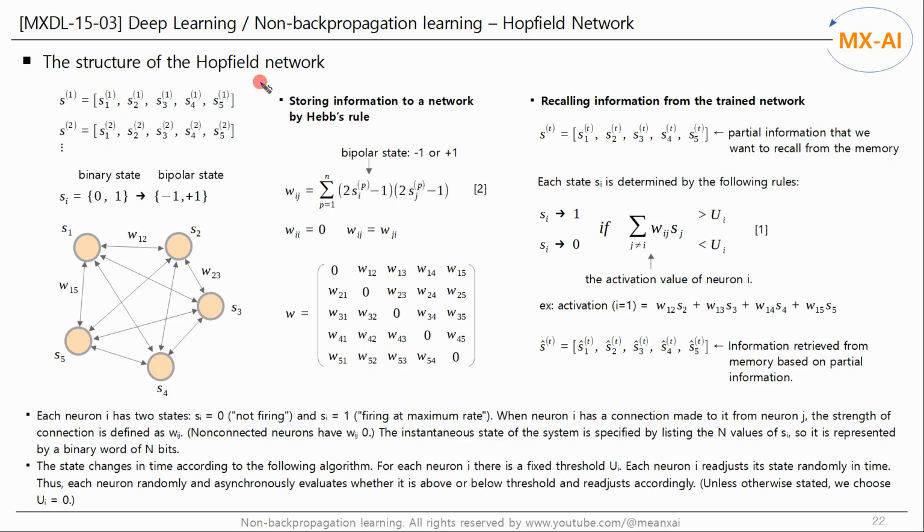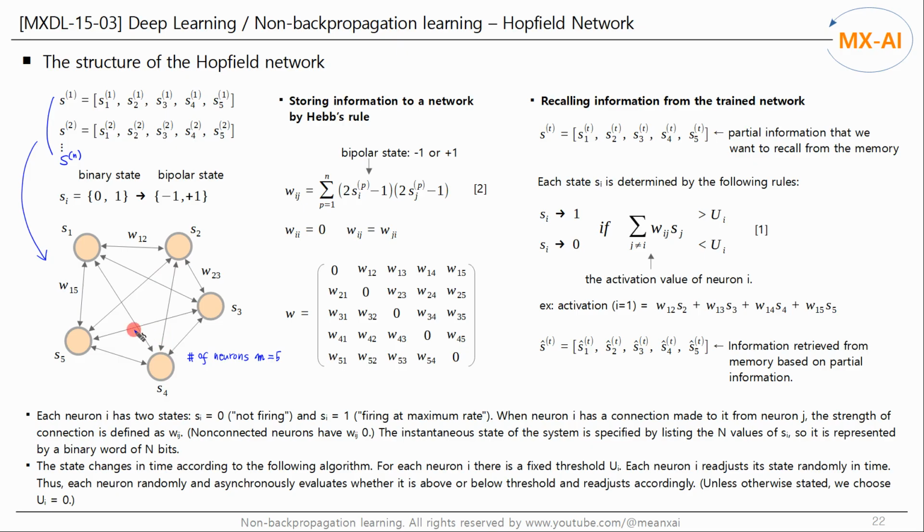Now let's look at the basic structure of the Hopfield network. We have the following n input patterns. Each pattern consists of 5 states. We want to store these input patterns in a Hopfield network. The structure of a simple Hopfield network is as follows. The number of neurons is m, which is the number of states in the input pattern. In this example, m is 5.